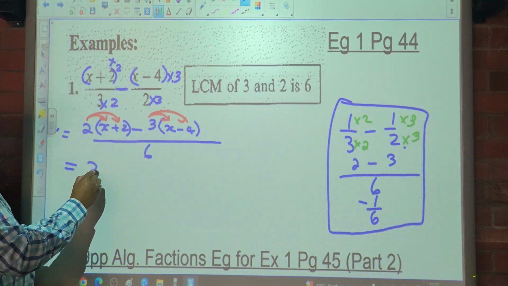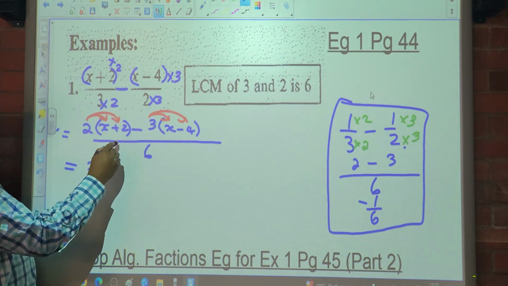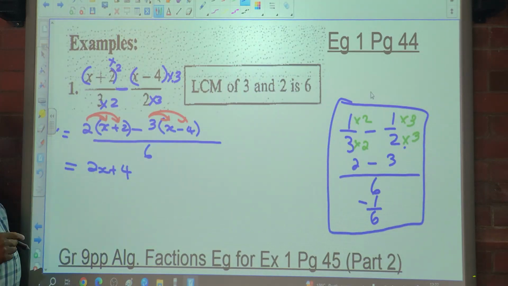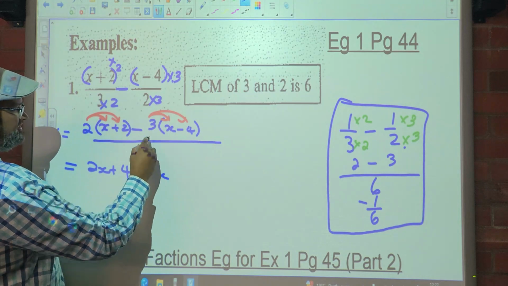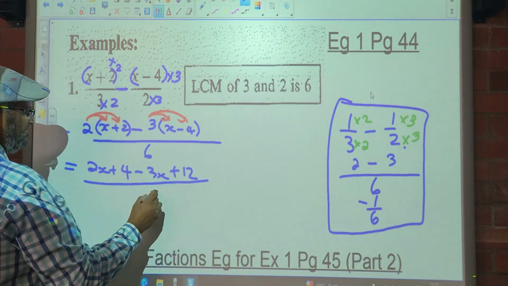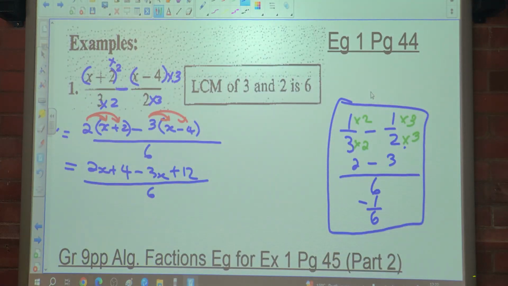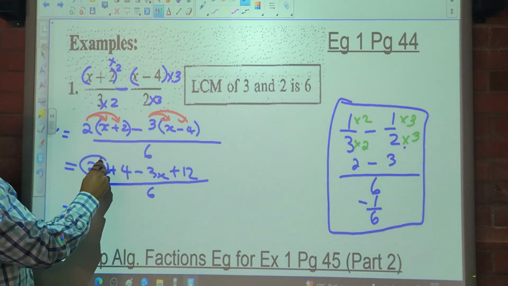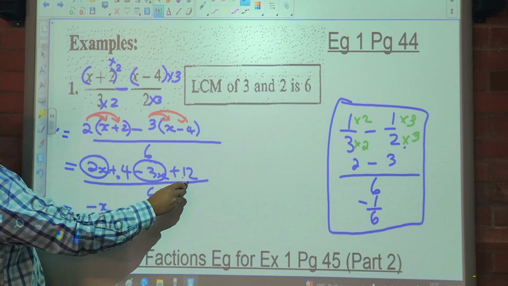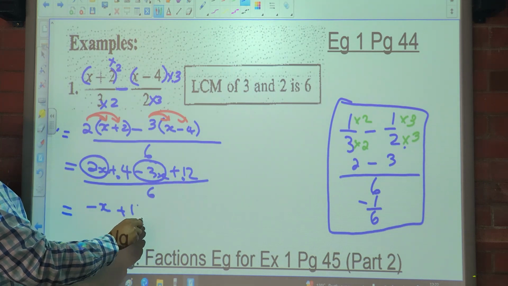So what's 2 times x? 2x. 2 times 2, 4. Negative 3 times x, negative 3x. Negative 3 times negative 4, and this is all over 6. Now what? You're adding like terms now, not so? So what is 2x minus 3x? Negative x. What is 4 plus 12? 16, over 6.